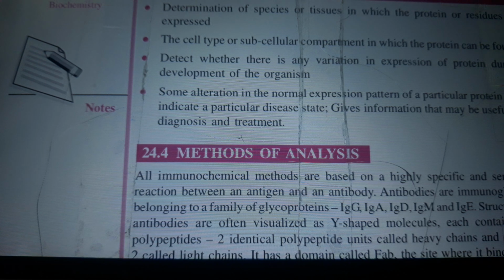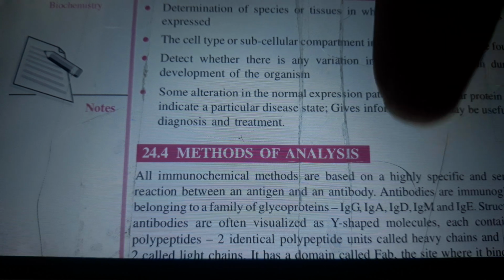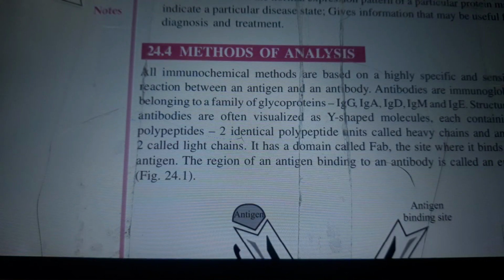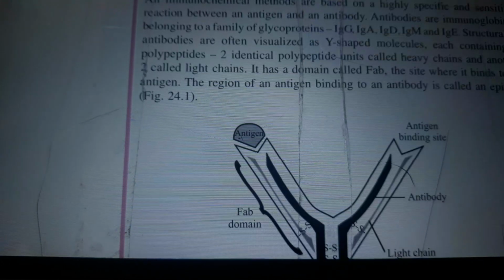immunochemical techniques. Determination of species of tissues in which the protein or residue is expressed, the cell type or subcellular compartment in which the protein can be found, and detecting whether there is any variation in expression of protein during development of the organism. Some alteration in the normal expression pattern of a particular protein may indicate a particular disease state, and gives information that may be useful for diagnosis and treatment methods of analysis.